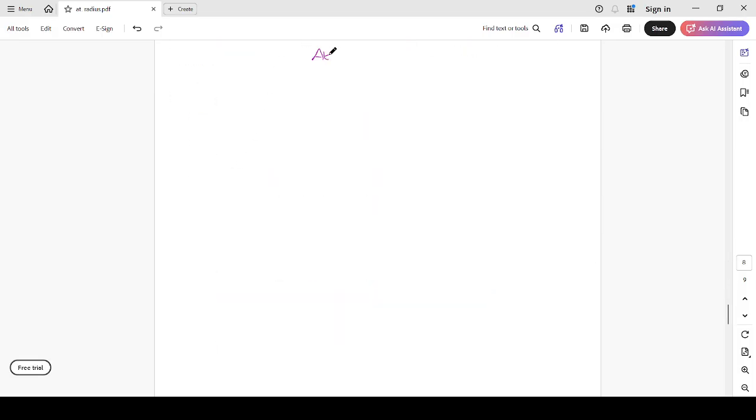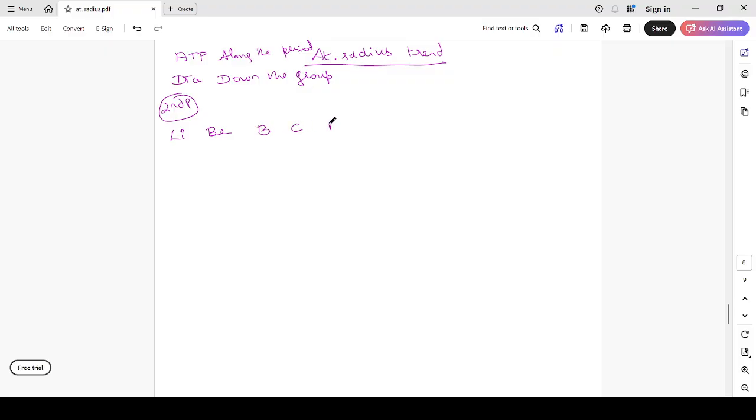Now we are discussing the atomic radius pattern or trend in the periodic table. Usually our trend is going to be along the period, down the group. Look at this, I'm taking the second period: lithium, beryllium, boron, carbon, nitrogen, oxygen, fluorine, neon. I am discussing along the period here.